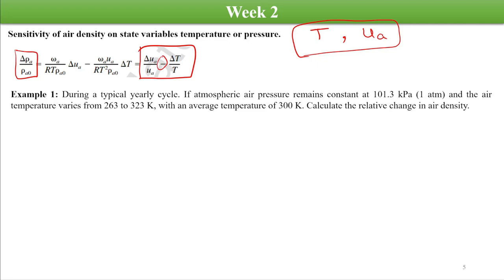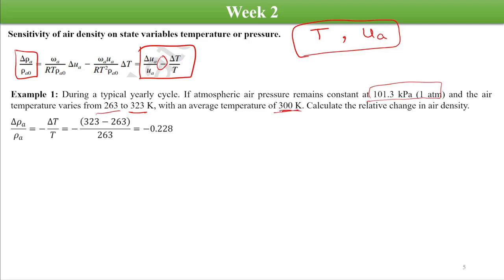So this formula will relate with two simple examples. The first one says that during a typical yearly cycle, the atmospheric air pressure remains constant at 1 atmosphere, that is 101.3 kPa, and the air temperature varies from 263 to 323 Kelvin, with an average temperature of 300 Kelvin. Okay, so we need to calculate the relative change in air density, right?